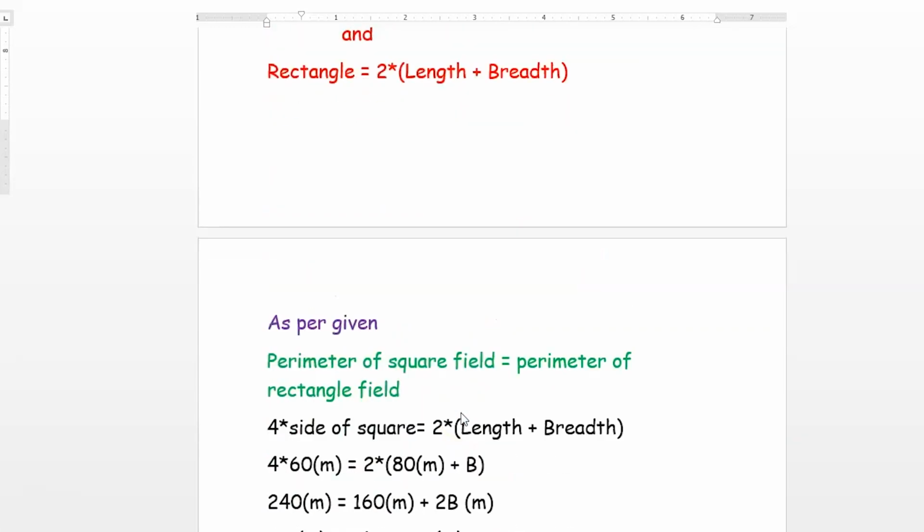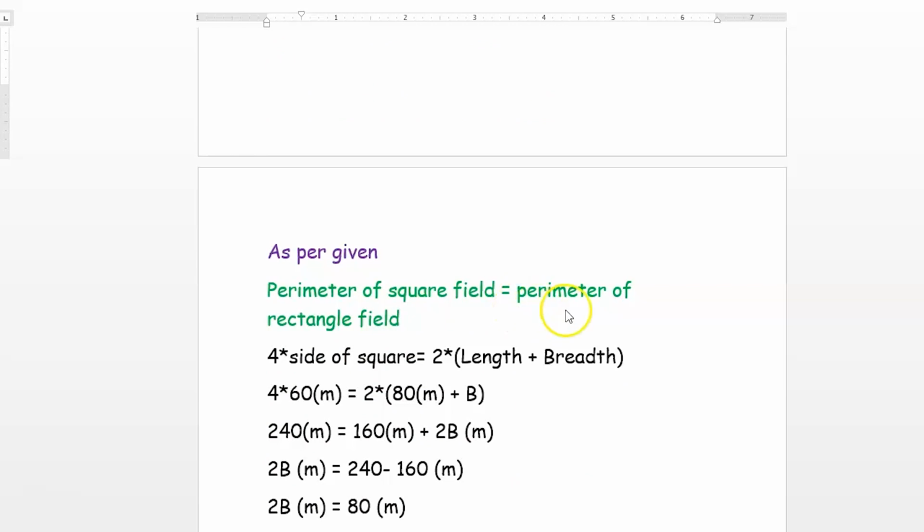Now, see it's given perimeter of square field equals perimeter of rectangular field. Now we are going to substitute this formula. So 4 into side of the square equals 2 into length plus breadth. And the side of the square is given as 60 meter. So 4 into 60 meter equals 2 into length of the rectangle, given as 80 meter, plus breadth. Breadth is not given, so we have taken it as B.